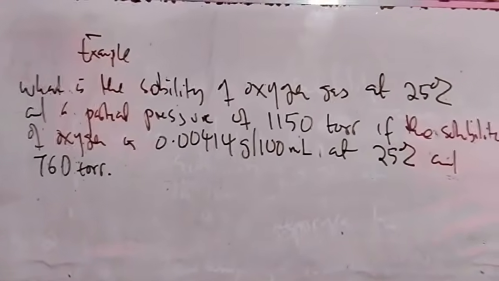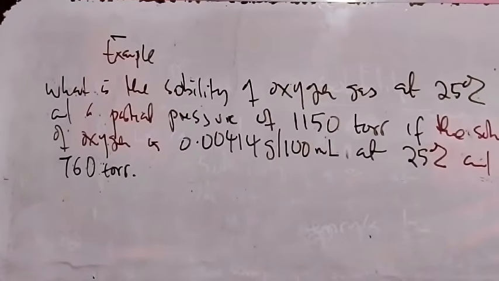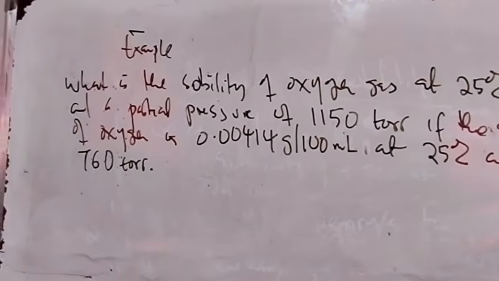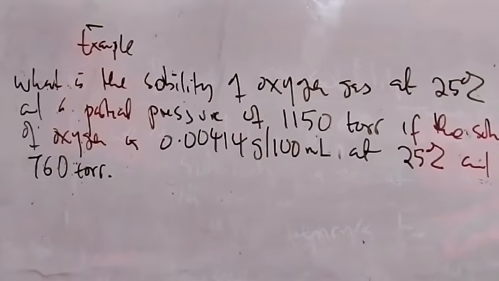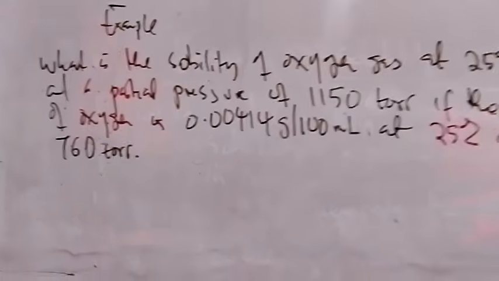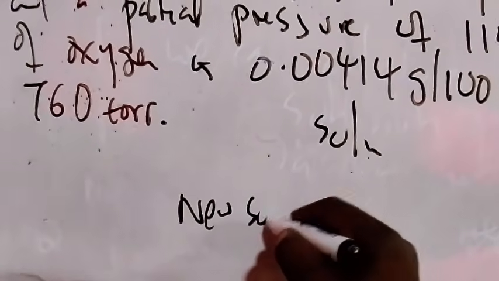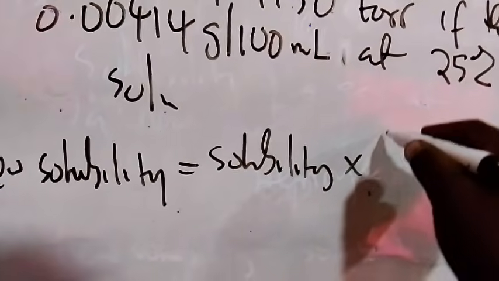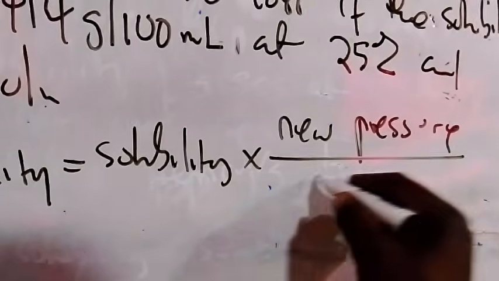What is the solubility of oxygen gas at 25 degrees Celsius and a pressure of 1150 torr if the solubility of oxygen is 0.00414 grams per 100 milliliter, 25 degrees and 760 torr. Solution: new solubility is equal to solubility times new pressure over old pressure.